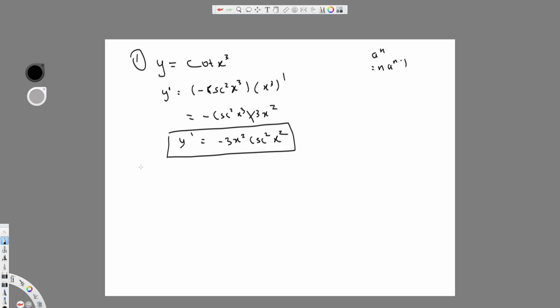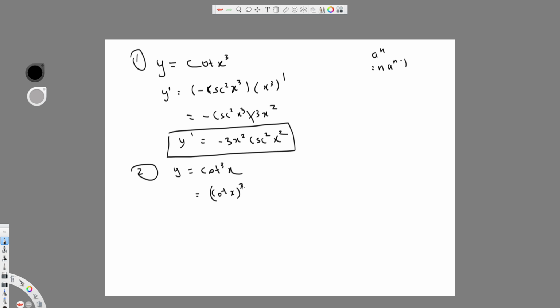Let's do the second question. Let's say y is equal to cot cube x. In this case, what we have to do is first find the derivative of the outside. This is the same as writing cot x, the whole cube, right? Both are the same thing.